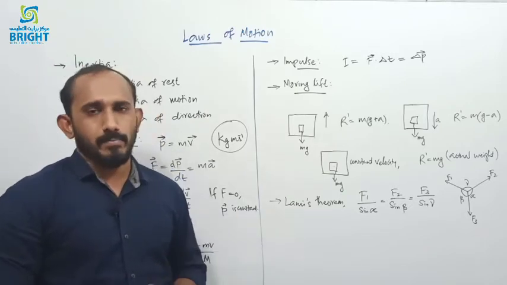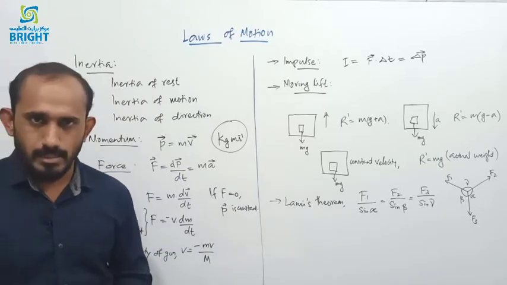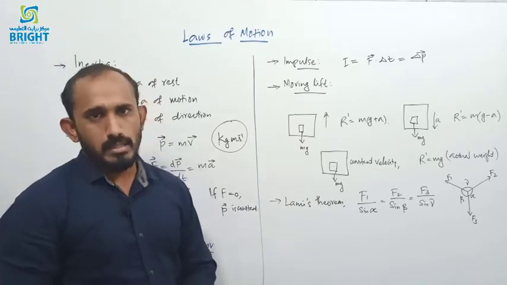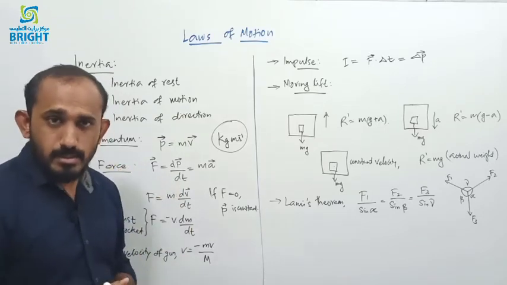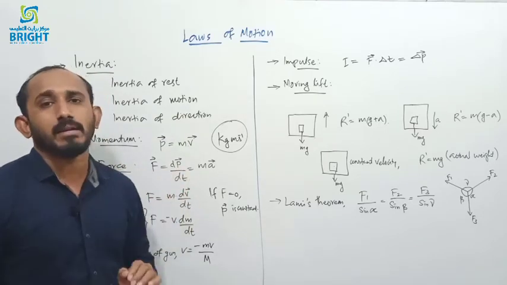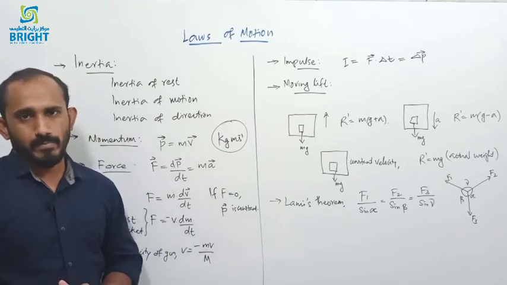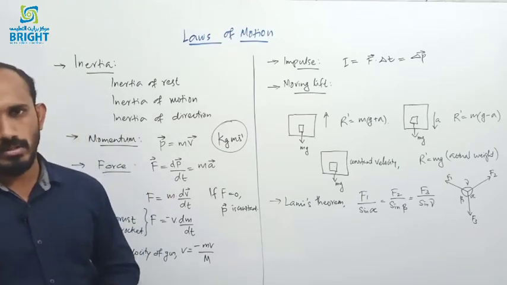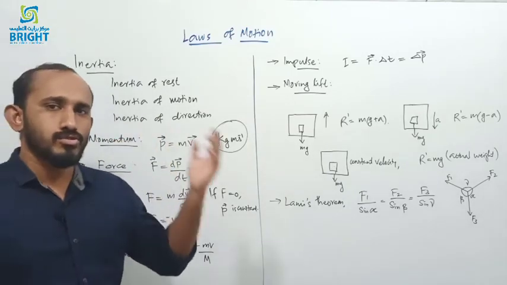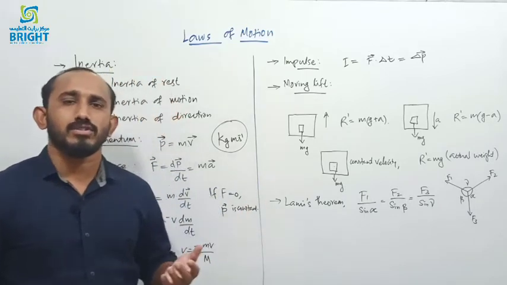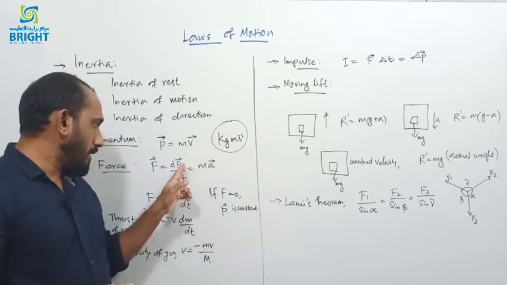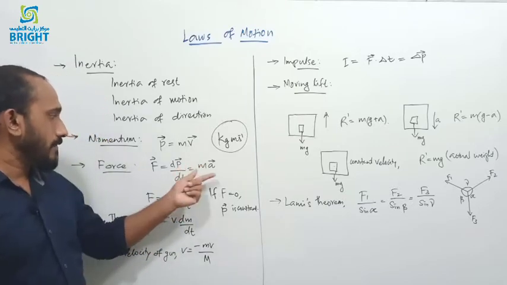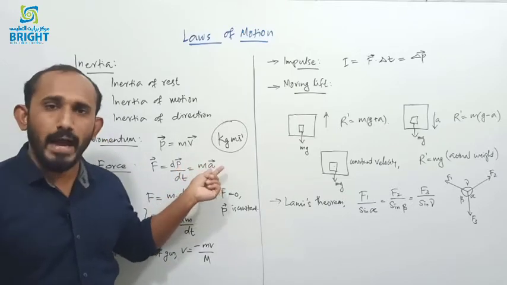Momentum and force are related as given by the second law of motion. The second law of motion says that the external force acting on a body is the rate of change of linear momentum of the body. They are directly proportional to each other. So the higher the force you apply on the body, the higher its rate of change of linear momentum will be. Momentum is P. If you differentiate dP by dt, you get m into a, the acceleration.